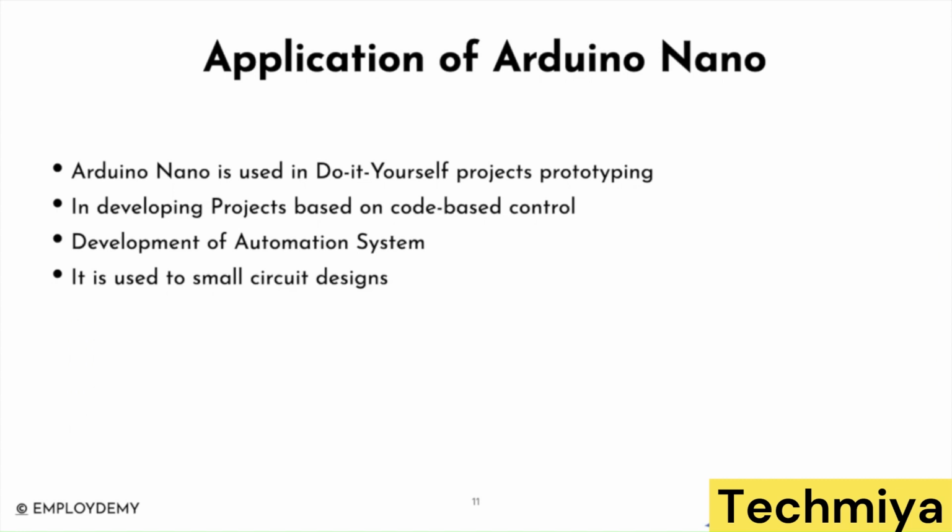Next, coming to the application, where do we use this? As you know, it is used in do-it-yourself projects. As we used Arduino Uno, we can use Mega, we can use Nano, the same. The only difference is the number of pins and the size. It is also used in developing code-based control. So if you have to control a few actuators based on some sensor data, you can use the Arduino Nano. It is used in development of automation systems, and because of its design, it is used in small circuit design.